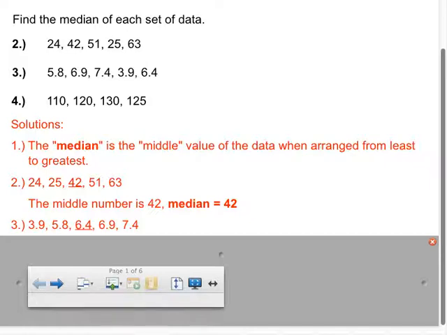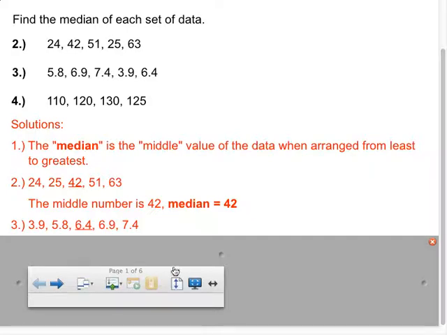Okay, so for number 3, again, what's similar between set number 2 and number 3? What's similar between those two sets? What's going on between those two sets? Kayla? There's an odd set of numbers. That means the middle number, when I arrange it from least to greatest, is the median number. There's a middle number, right?